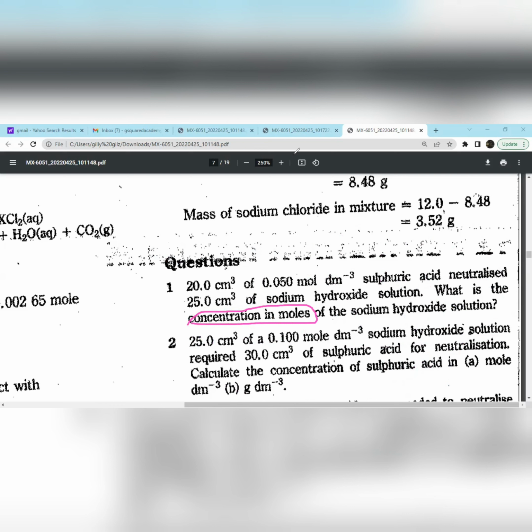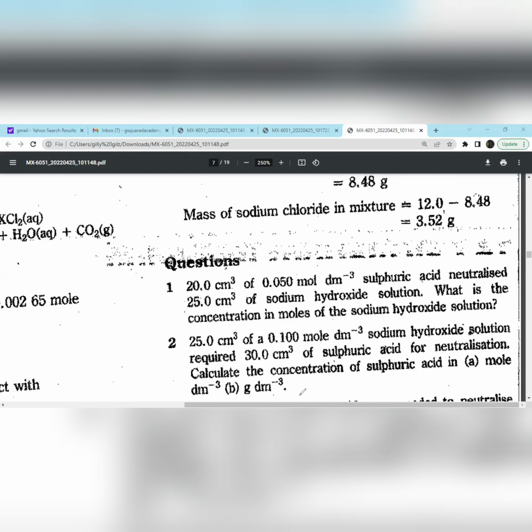So let us move on to the next question. Let's clear all drawings here. And there's question 2. It says here that 25 centimeters cube of 0.1 molar, moles per dm cube, sodium hydroxide solution required 30 centimeters cube of sulfuric acid for neutralization. Calculate the concentration of sulfuric acid in moles per dm cube and grams per dm cube. So here they're asking you to find the molarity and the mass concentration.